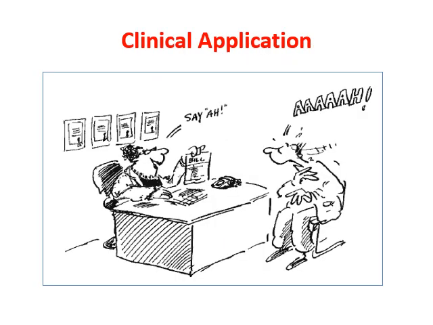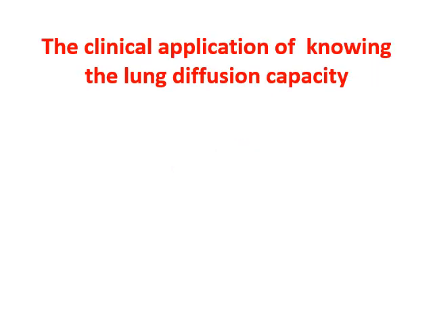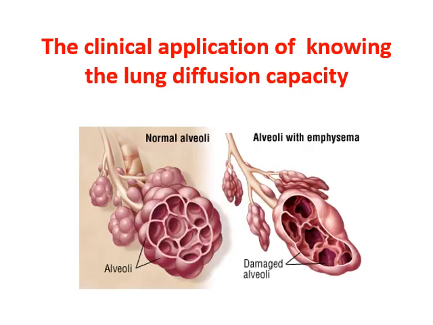Now, what is the clinical application of today's lecture? We should ask ourselves what is the clinical application of knowing the lung diffusion capacity? The clinical application of knowing the lung diffusion capacity is, in emphysema, for example, the lung diffusion capacity decreases because the destruction of the alveoli results in decreased surface area of the gas exchange.